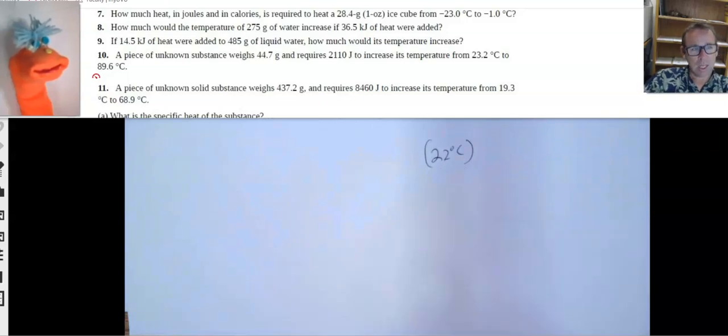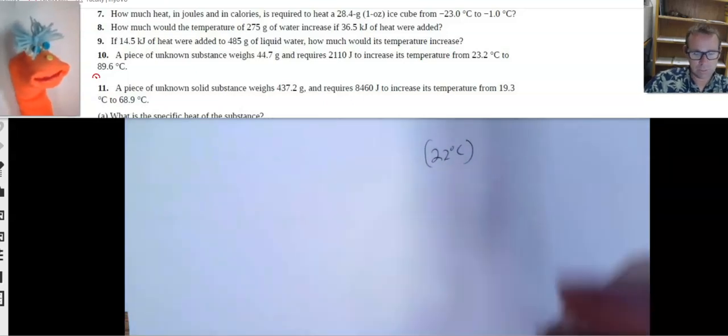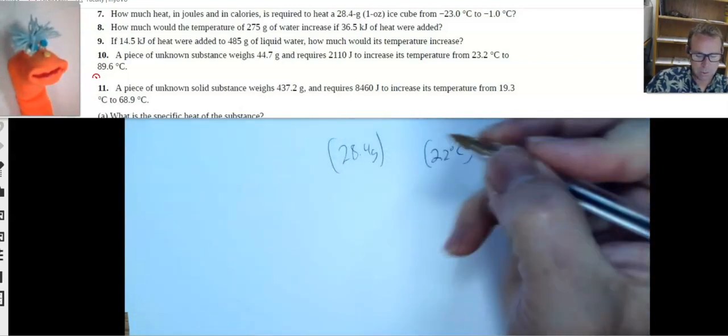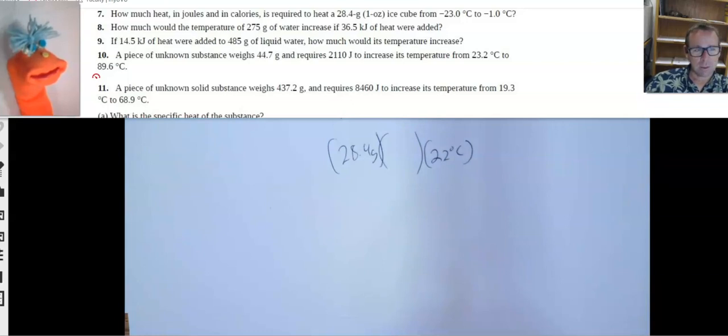All right, and the mass of the material? 28.4 grams. All right, so 28.4 grams. All right, now the specific heat. What's the specific heat? Do we know the specific heat of all the materials? That's a good point. We don't know the specific heat of all the materials. And so if we want to find a specific heat, we have to go to a table in a book, in our book, or online, a table online.